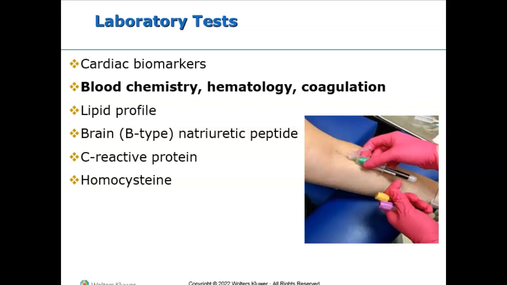Other laboratory tests that help with diagnosis include cardiac biomarkers, blood chemistry panels, hematology, coagulation studies. Oh, here's a big one for heart failure, and that's B as in boy, N as in Nancy, P as in Paul, brain natriuretic peptides. That level will be elevated in heart failure. I already said C-reactive protein and homocysteine. So those are some lab tests you can expect to be run.